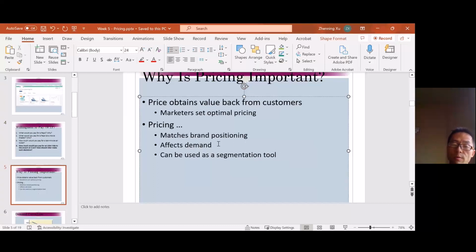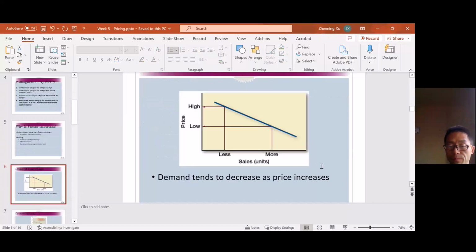Okay, next one. Pricing actually affects demand. When price drops, demand increases. And then pricing can be used as a segmentation tool. We'll see some examples. First one is the law of demand and supply. You probably already learned this in your econ class. You see here, when price drops, demand tends to increase. Also, when price increases, demand tends to decrease.